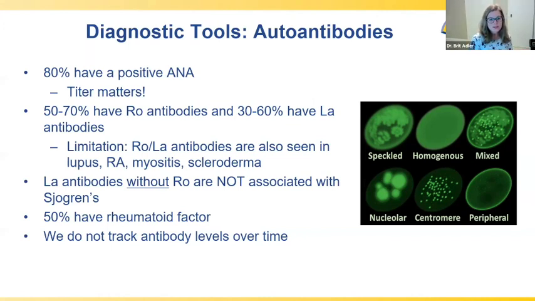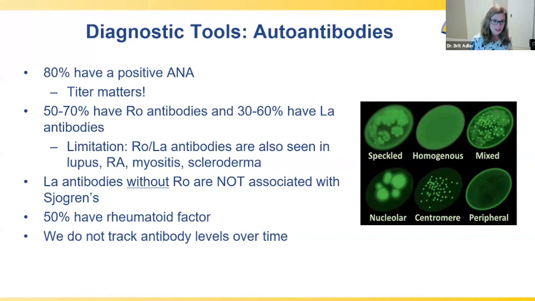So as you can imagine, this is a very non-specific test. Many healthy people walking around have positive ANAs. And so it doesn't help so much make the diagnosis, but it can be a sign that there's something autoimmune going on when it's positive. And the titer of the ANA really does matter.